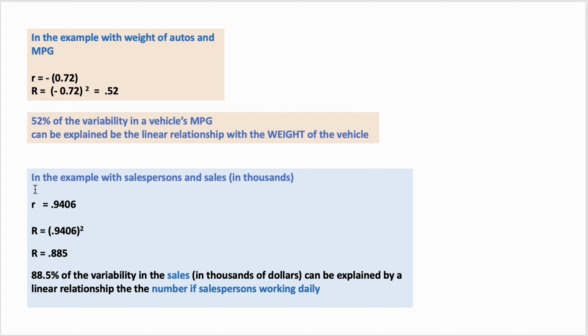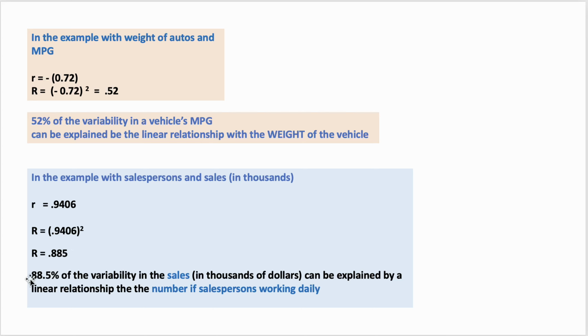Our second example was on salespersons, and whether the number of salespersons is a good predictor of the sales in thousands of dollars. And we found there was a correlation coefficient that was very close to positive 1. So we'd call that strong positive. When we square it, we get 0.885.